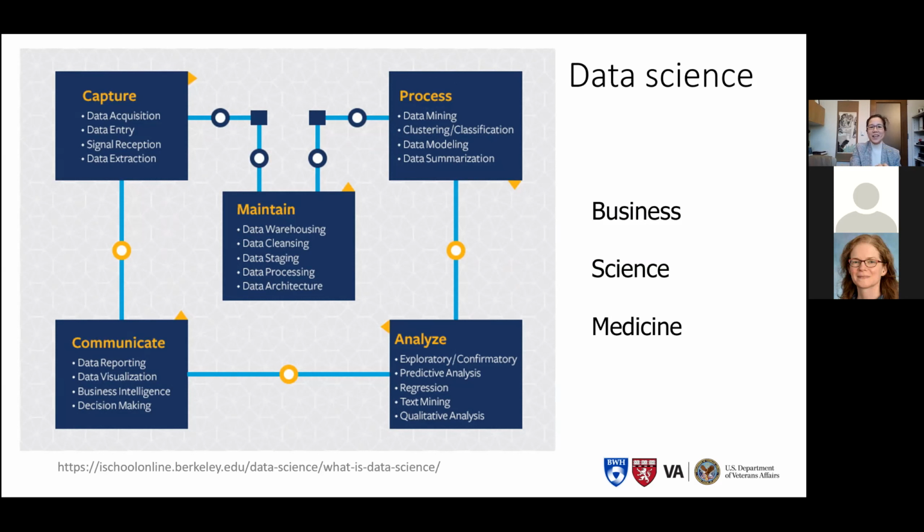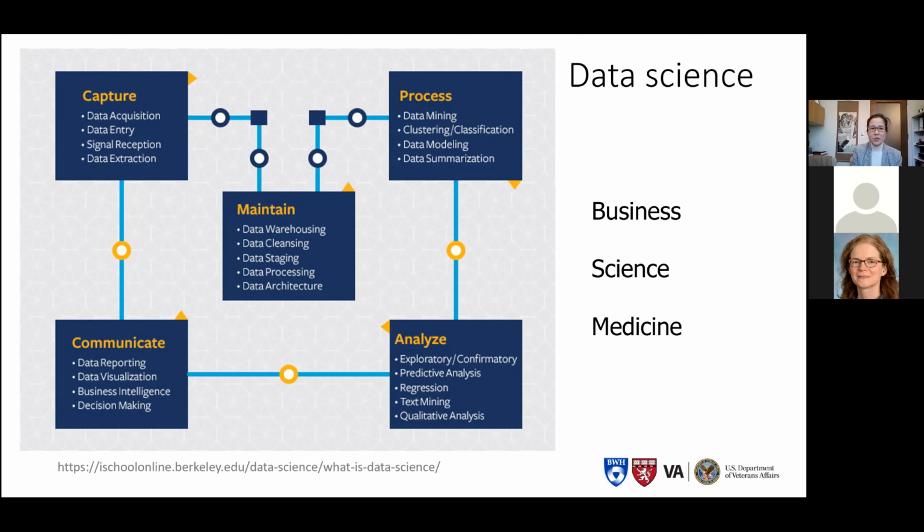So one is maintaining the data, then processing the data, and that has to do with how you get data out of there. So data mining, summarizing the data, classification, and then actually after you pull out the data, analyzing, which is a lot of what we do with our modeling. And last but not least, communicating the data through visualization, and for us, it's research studies or research reports.